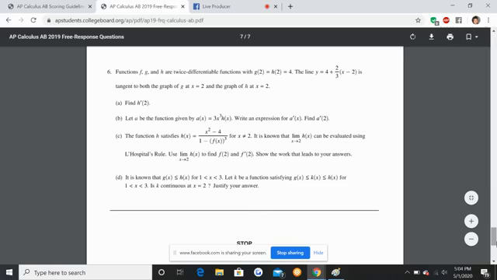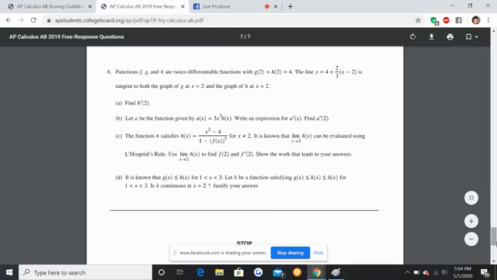All right, the function h satisfies h of x is equal to x squared minus 4 over 1 minus f of x to the third, for x not equal to 2. It is known that the limit of h of x as x approaches 2 can be evaluated using L'Hopital's rule. Use the limit of h of x as x approaches 2 to find f of 2 and f prime of 2. Show the work that leads to your answers.